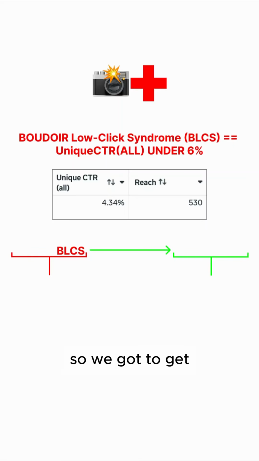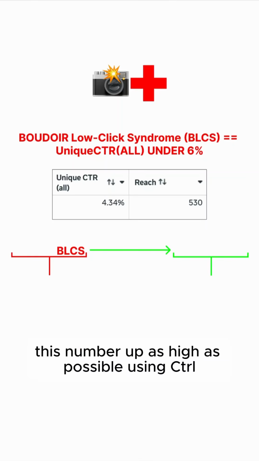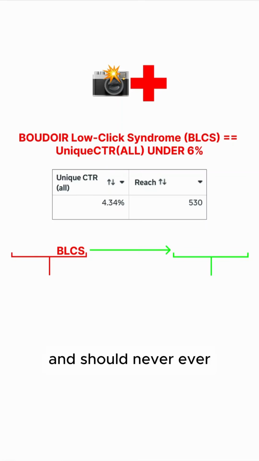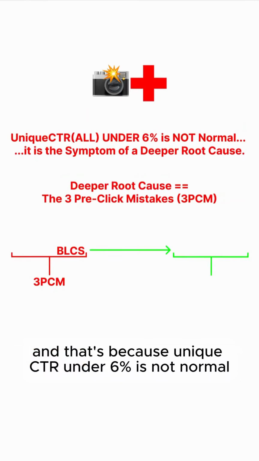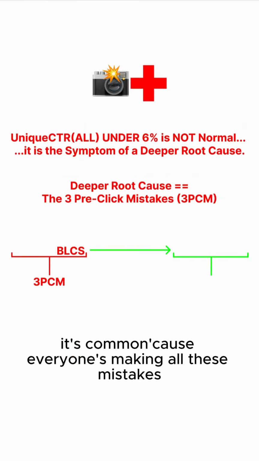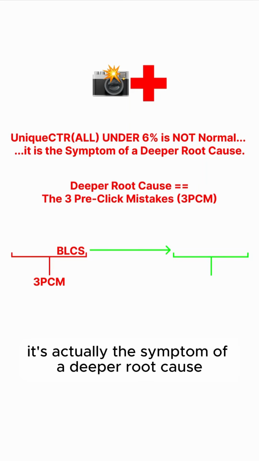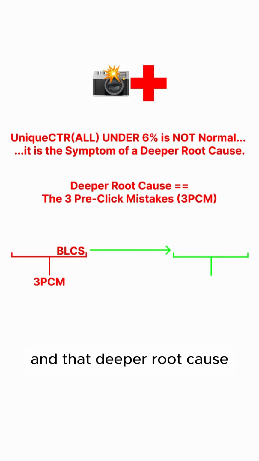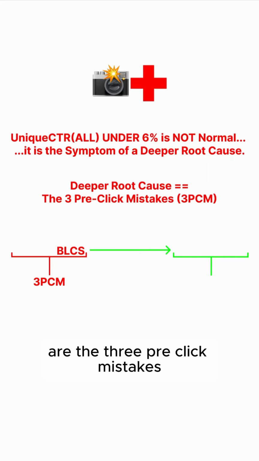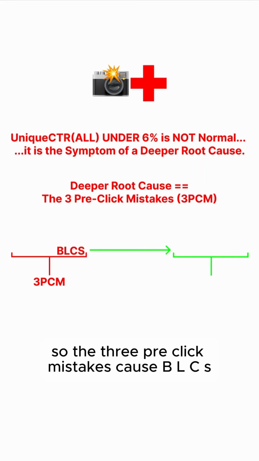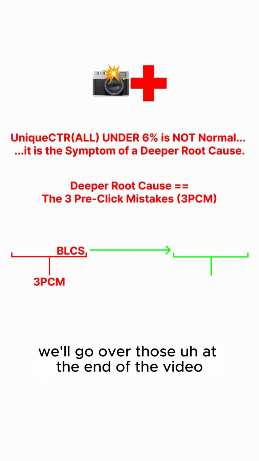So we got to get this number up as high as possible, unique CTR all, and it should never, ever, ever be lower than 6%. And that's because unique CTR all under 6% is not normal. It's common because everyone's making all these mistakes, but it's not normal. Is this actually the symptom of a deeper root cause? And that deeper root cause are the 3 pre-click mistakes. So the 3 pre-click mistakes cause BLCS. We'll go over those at the end of the video.